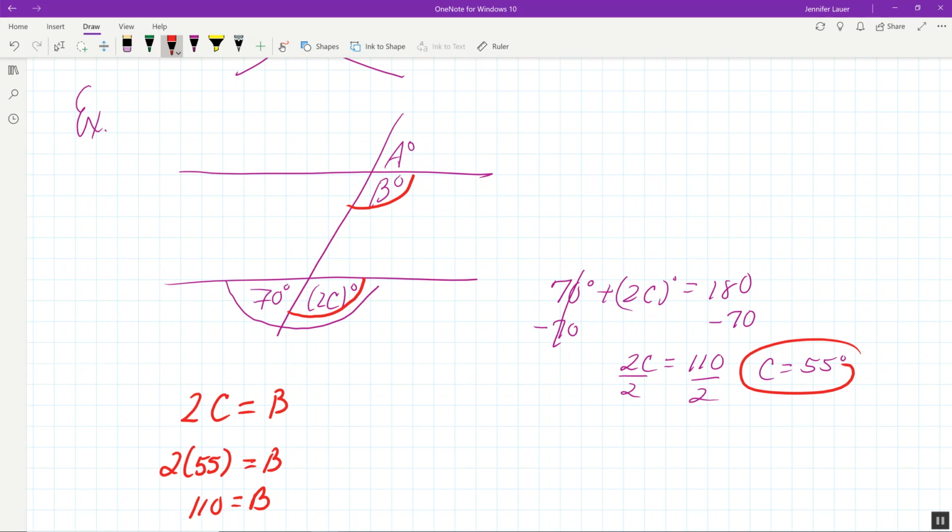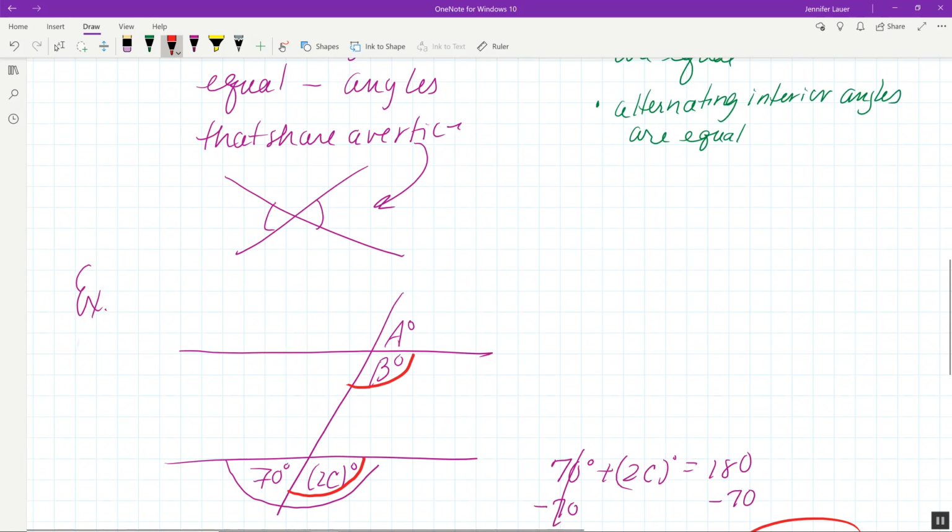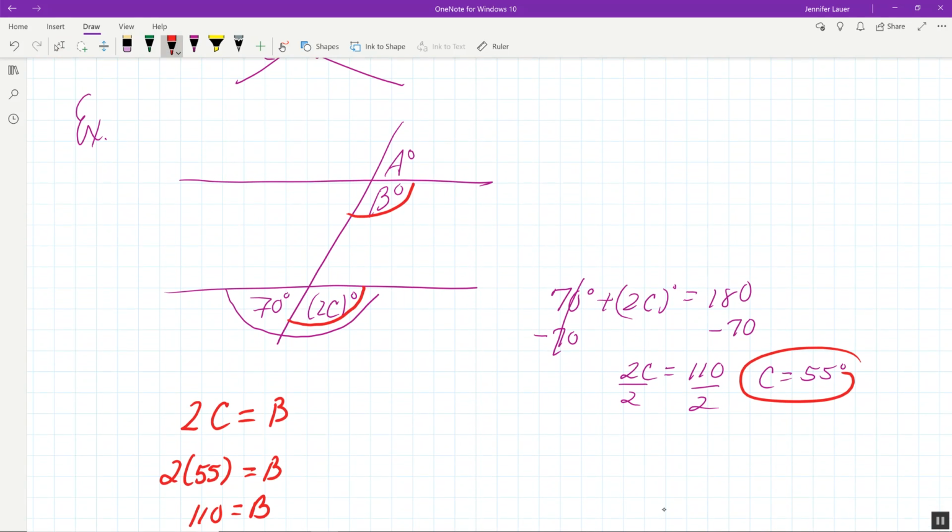And then at this point, I can use the fact that a flat line equals 180 degrees to solve for A, or I can use my rule that says alternating interior angles are equal. So this and this are equal. So I can say A is equal to 70 degrees.